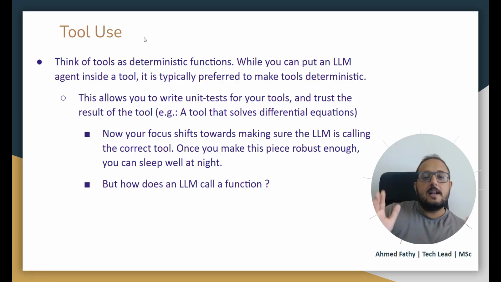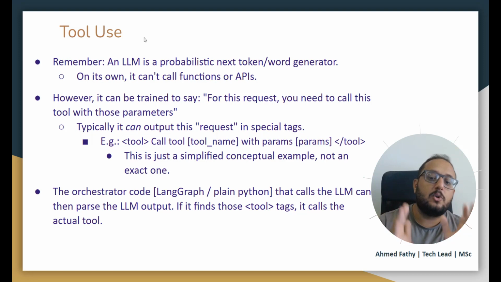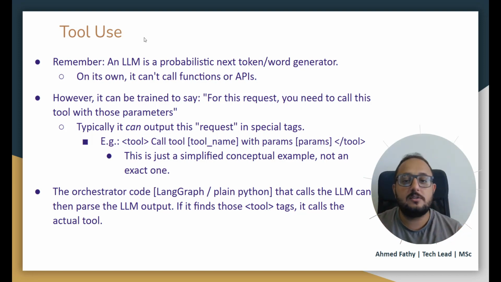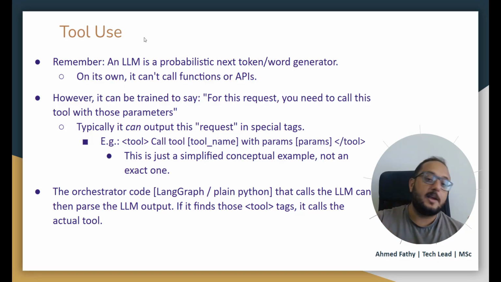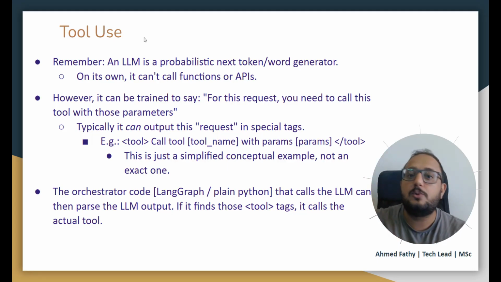But how does an LLM call a function? I mean, remember that the LLM is a probabilistic next token or next word generator. On its own, it can't call functions or APIs. It just produces text, right? However, you can train it using supervised fine-tuning and reinforcement learning to actually tell the orchestrator code, please call this tool for me.